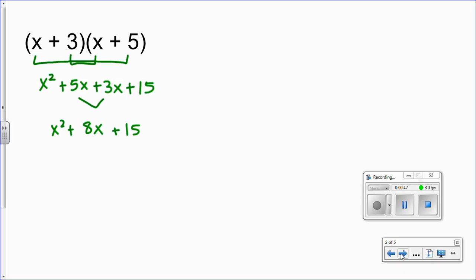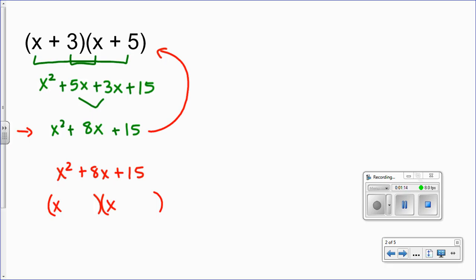Okay, so what I'm going to be doing with the factoring is starting here with this trinomial, and I'm going to factor it to two binomials. So I'm doing FOIL backwards. So if I started with this, and I need to factor it, I'm going to put two parentheses like this. Okay, so to get x squared, I know I have x and x.